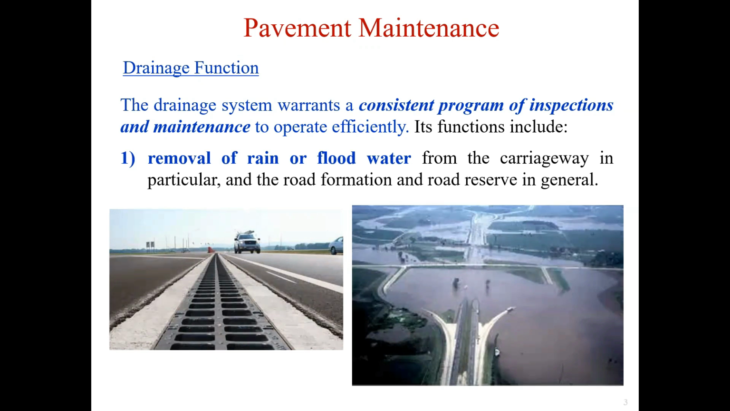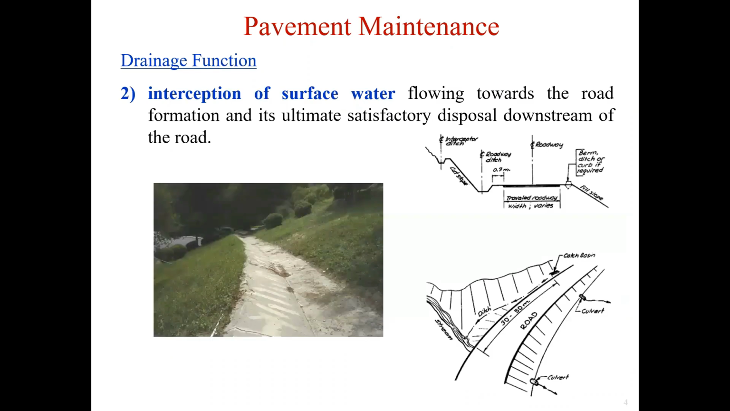Normally, there should be a slope in the road for the water to flow to the drainage. But if the road surface was damaged or reshaped due to the traffic loading or the environmental effect, like temperature, then there might be accumulation of water on the road, which affects the traffic and causes damage to the pavement materials. The second drainage function is the interception of surface water flowing towards the road formation and its disposal downstream of the road, so that it will not cause damage to the road or to adjacent property.